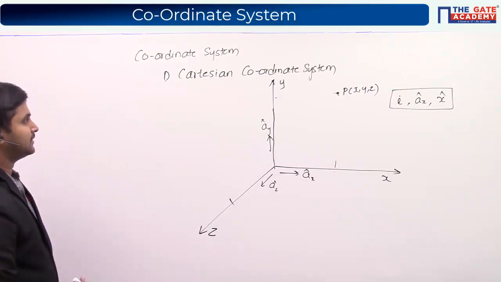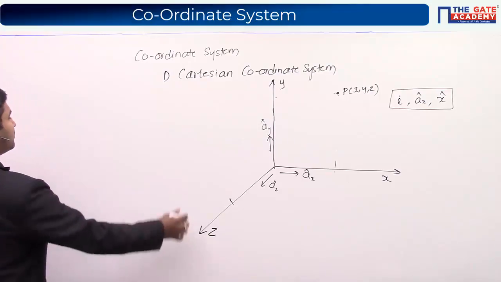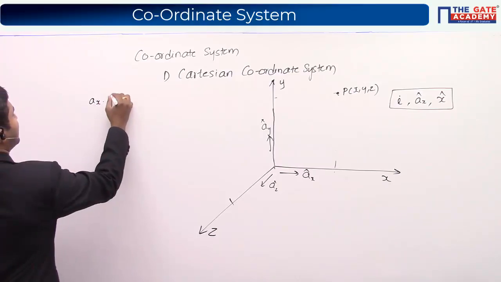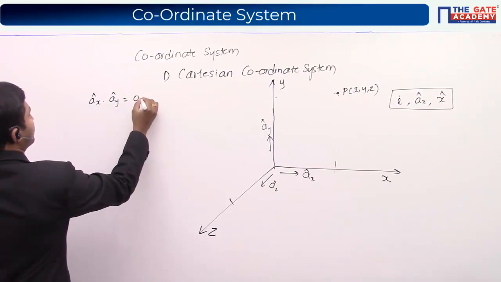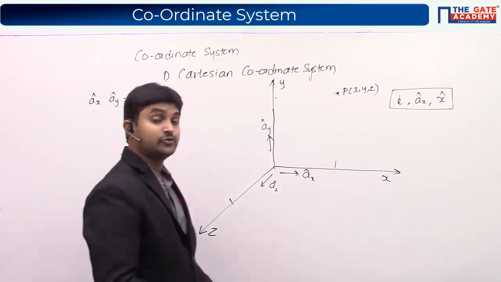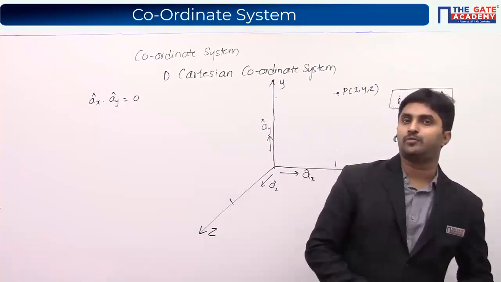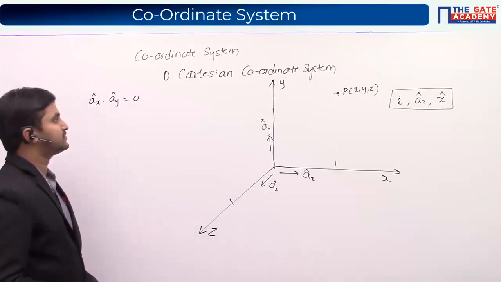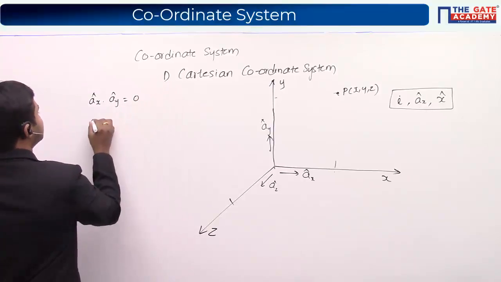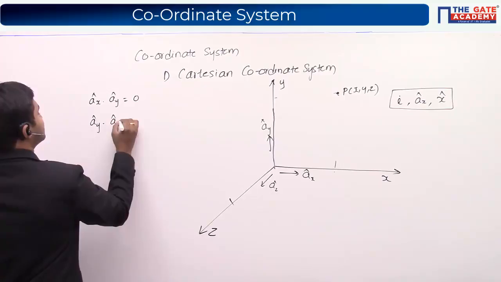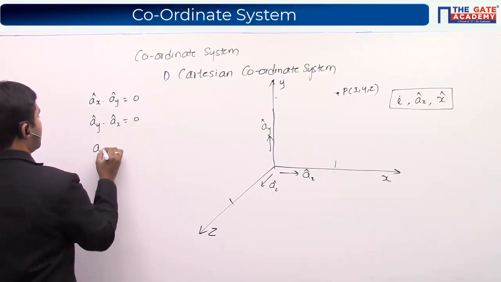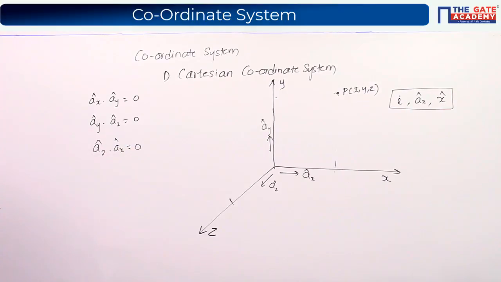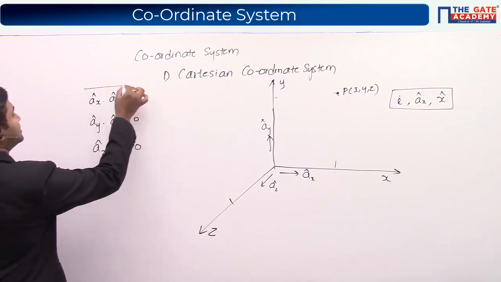Now we talked about orthogonality. What is the meaning of orthogonality? Ax dot Ay should be equal to 0. When two vectors are orthogonal to each other, the dot product is going to be equal to 0. Similarly, Ay dot Az is also equal to 0, and Az dot Ax is also equal to 0. So this is nothing but the orthogonality.